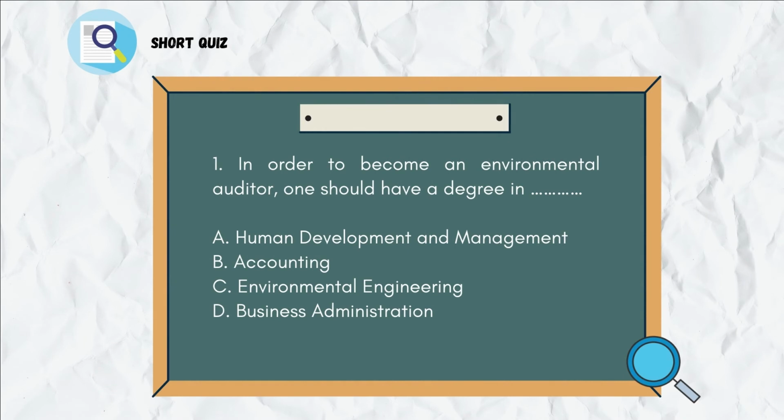Now, we move to the short quiz. For the first question, in order to become an environmental auditor, one should have a degree in A. Human Development and Management, B. Accounting, C. Environmental Engineering, and D. Business Administration. The answer is C. Environmental Engineering.